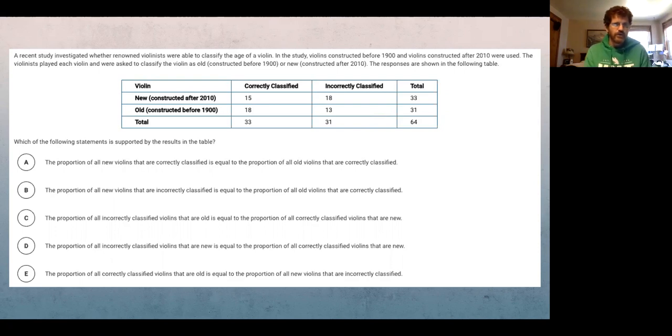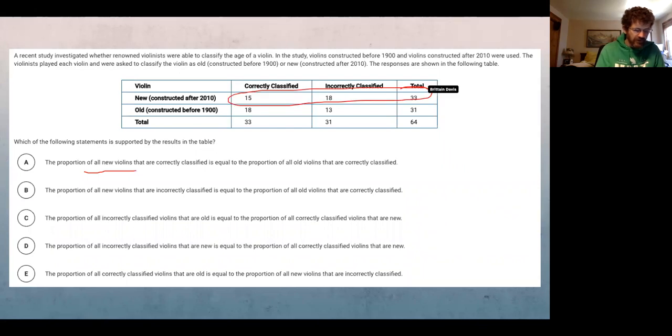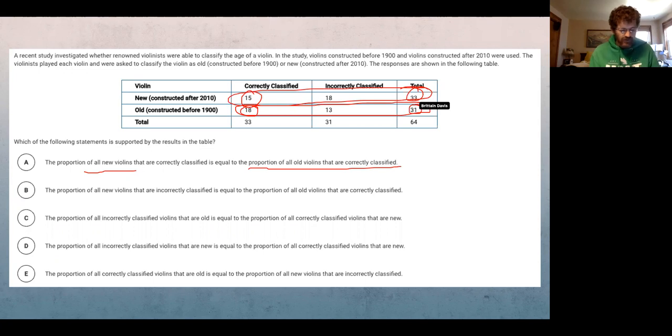The proportion of all new violins that are correctly classified is equal to the proportion of all old violins that are correctly classified. So we're looking for equality, and we need to see what our condition is. Proportion of all new violins correctly classified is going to be 15 out of 33, is equal to the proportion of all old violins that are correctly classified. That's going to be 18 out of 31 because the condition is that they're old. 15 out of 33 is not equal to 18 out of 31. So that one is not true.